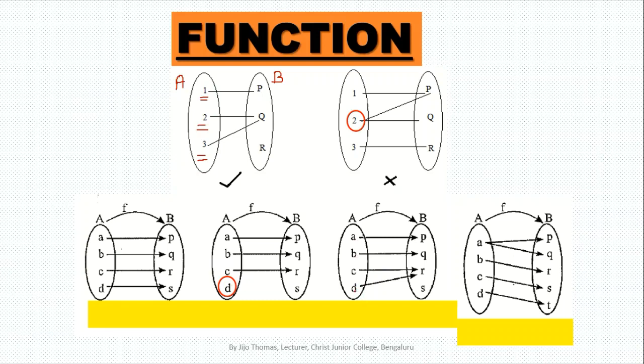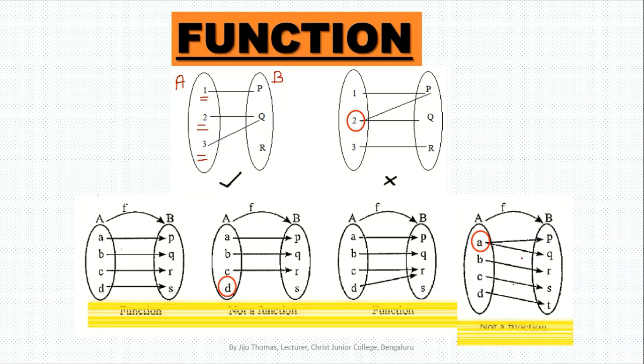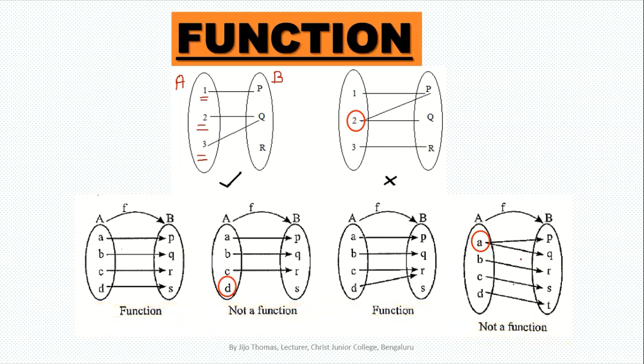Fourth one, element A is related with two elements in B. A is having two images, which is not allowed in a function. So a function is a relation which satisfies the condition that every element of the first set should be having one and only one image in the second set.